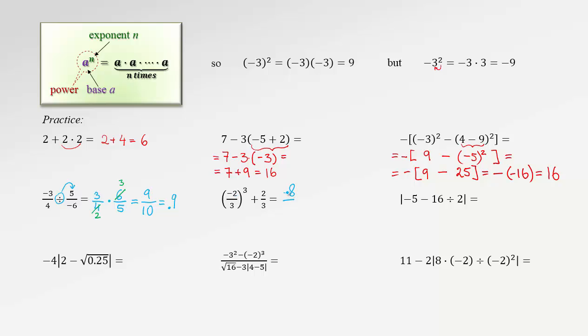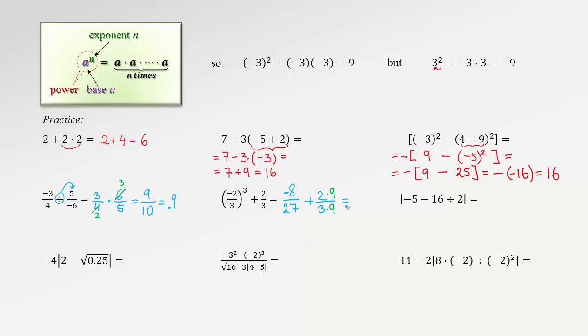3 negatives end up to be negative. And 3 cubed is 27. 3 times 3 times 3. Then we need to add 2/3. However, remember when we add fractions, we need a common denominator, and the common denominator for these two is 27. So we need to extend this fraction to the denominator 27. What do I need to multiply 3 to get 27? Oh, it's 9. So since I want to multiply denominator by 9, I have to do the same to the numerator. Multiply also by 9.